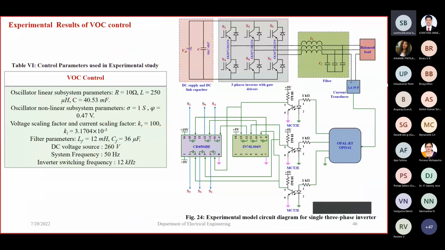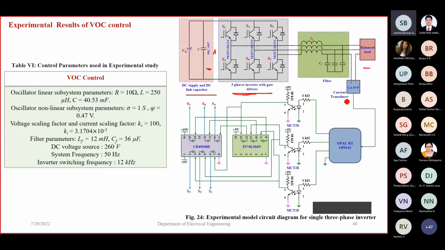Before going to the experimental results, I will show the experimental model circuit diagram that I have used. I'm using one Semikron inverter. There you can directly apply a three-phase supply, and you can get the DC supply, a regulated DC value, here. And this is the three-phase inverter with gate driver. This is the LC filter, and this is the load.